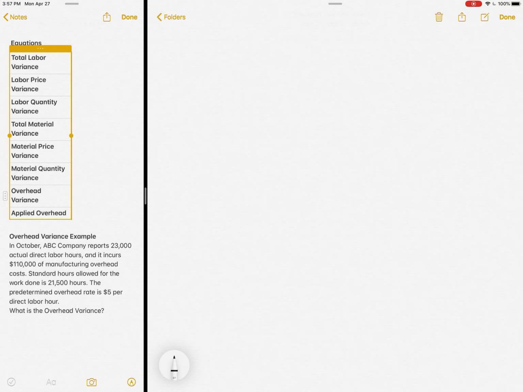So the first one we're going to look at is our total labor variance. Our total labor variance is our actual minus our standard. We're going to start using some abbreviations to kind of give you a way to look at this and hopefully start speeding up the process. So when we're talking about our labor variance, our actual is actual hours times actual rate. When we're looking at our standard, it is standard hours times standard rate. And again, this is for your total labor variance.